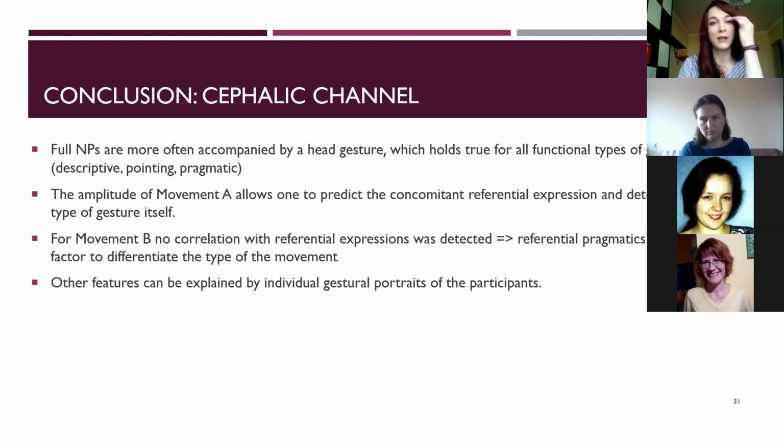And as for the amplitude, we found that for movement type A, their amplitude allows us to predict the concomitant referential expression and to determine the type of the gesture itself. And for movement type B, no correlation with the referential expressions was detected, and so subsequently, we can state that referential pragmatics is an additional factor to differentiate the exact type of the movement. So the referential pragmatics is an additional property of movement type A, but not for movement type B.